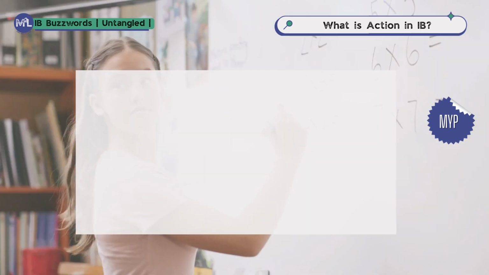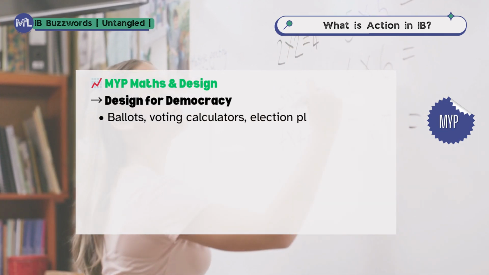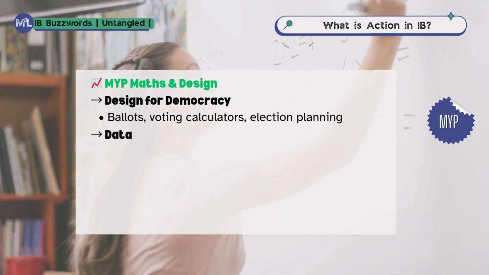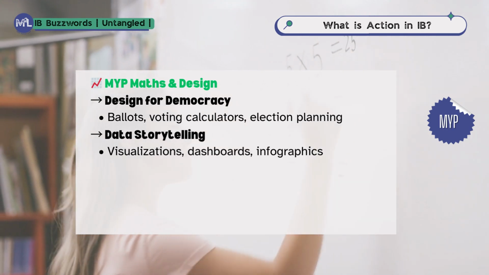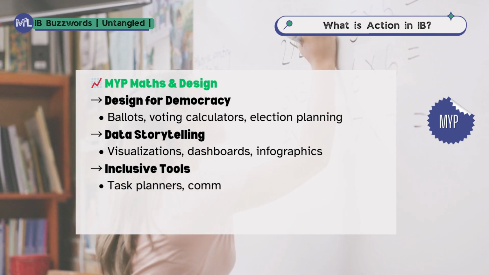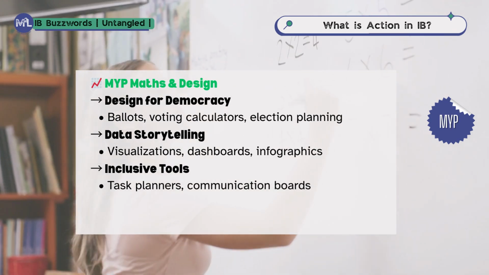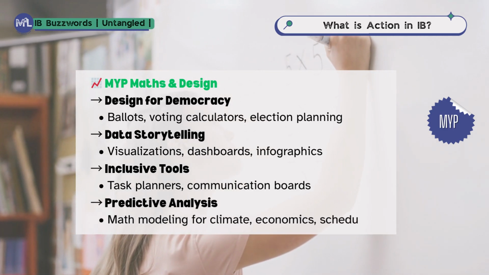And in MYP Maths and Design, action could involve designing voting tools for mock elections, conducting surveys, and visualizing data to influence school policies, or even prototyping learning tools for neurodivergent learners, or using math modeling to predict environmental outcomes.